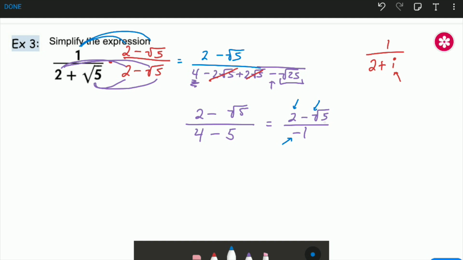So the number on the bottom of the fraction was positive. So 2 divided by negative 1 would be negative 2. Negative radical 5 divided by negative 1 is positive radical 5. And then negative 1 divided by negative 1 is 1. So most likely, if it was a multiple choice question or an answer bank key, it would probably be negative 2 plus radical 5 as the final answer.